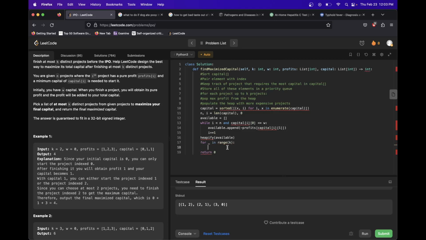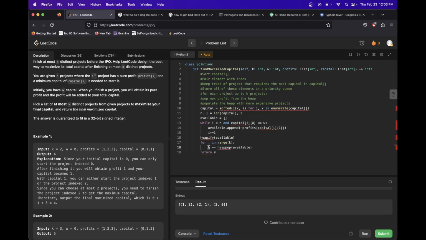And each time, what we're going to do in this loop is do a project, which is pretty simple. So we're going to say w minus equals heap pop available.